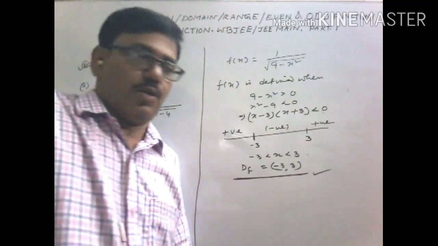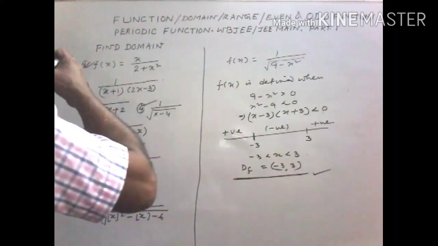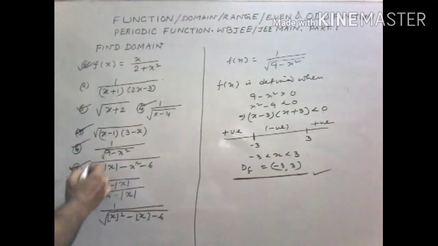Now we consider a problem of competition. So problem number 7 and 9, 14.